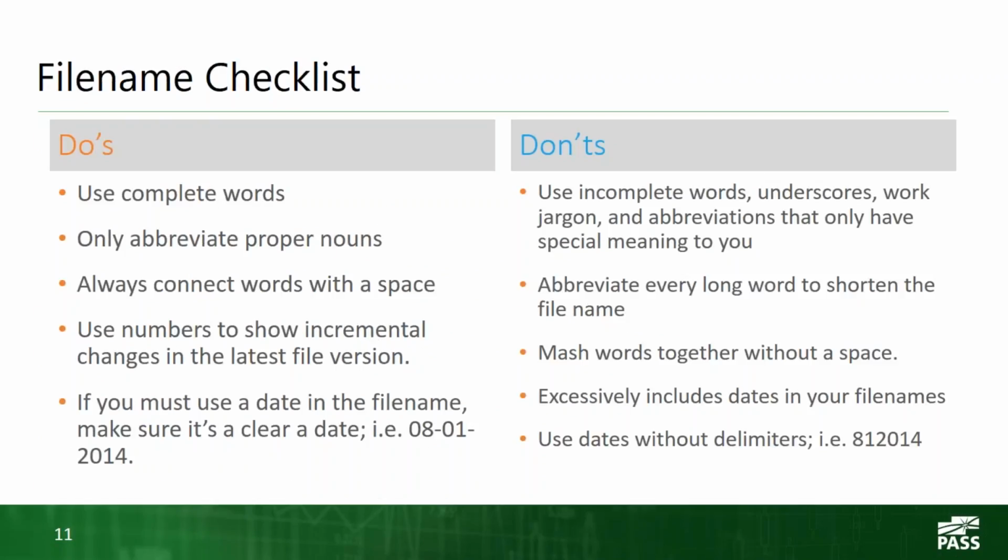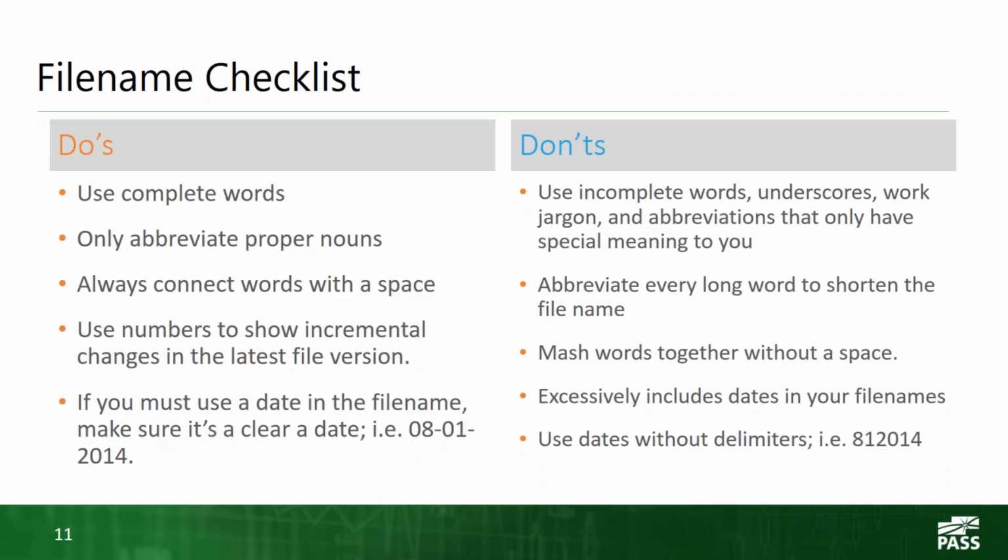So here's the file name checklist. The things you should do is use complete words. You should abbreviate proper nouns, and you should connect words with a space. Don't connect words with things like underscores or dashes. You don't really need that. That's kind of a leftover of our IT world where we couldn't use spaces and we couldn't use those things in file names. So as you develop files in Excel, and I'll elaborate more on this in a second, try to use something that's very clear so that you understand it later and it doesn't look like an engineering variable.